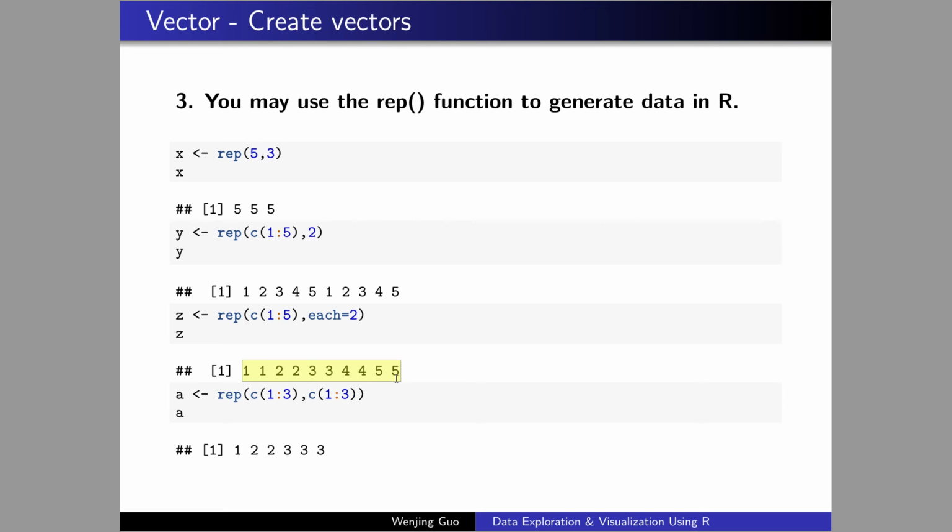Sometimes we may want to repeat each element of a vector a different number of times. We can still use the rep function. For example, we may want to repeat 1 once, 2 twice, 3 three times. We can use this R command, and when you type a in RStudio, it will give you this output. So in summary, for the rep function, the first input is the values we would like to repeat. The second input is the number of times to repeat.